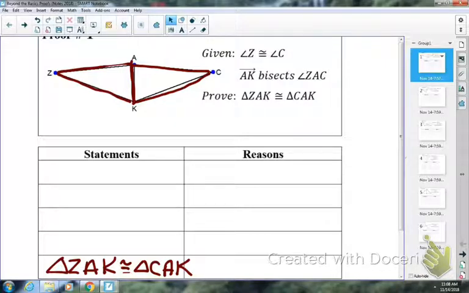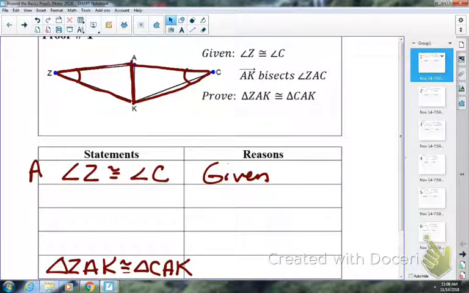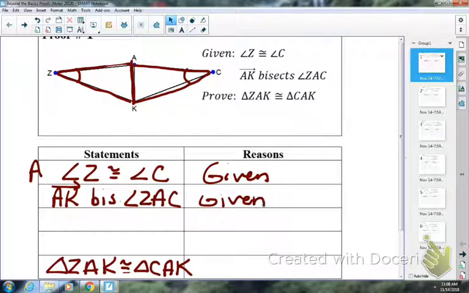So what we're going to do is start with the given. The first part of the given says angle Z is congruent to angle C. My reason is given, and I'm going to mark them with arc marks in the picture to show that they are congruent. I'm going to put an A in the margin because that's a pair of angles. Next, I'm going to use the second given: ray AK bisects angle ZAC. Again, that's given information.